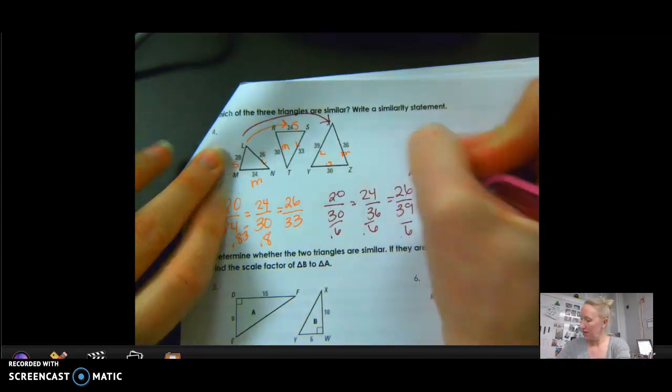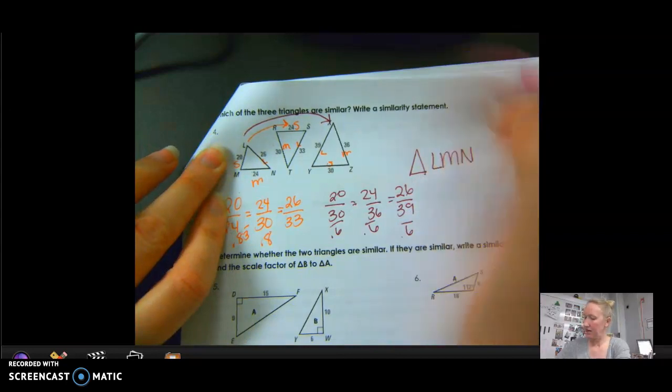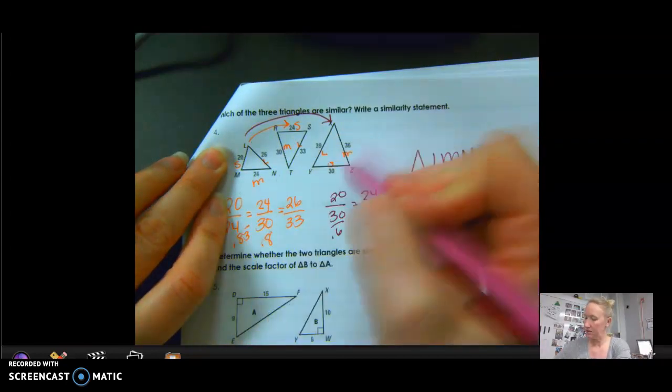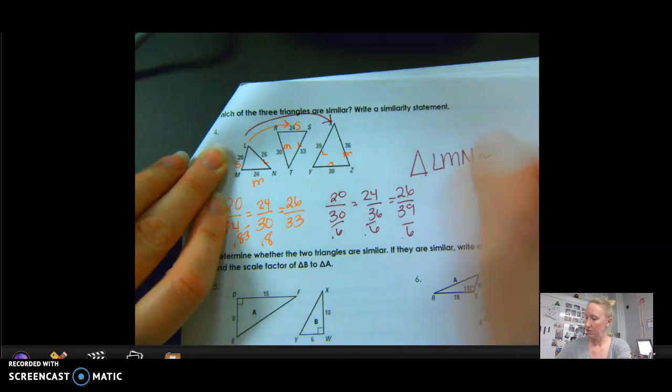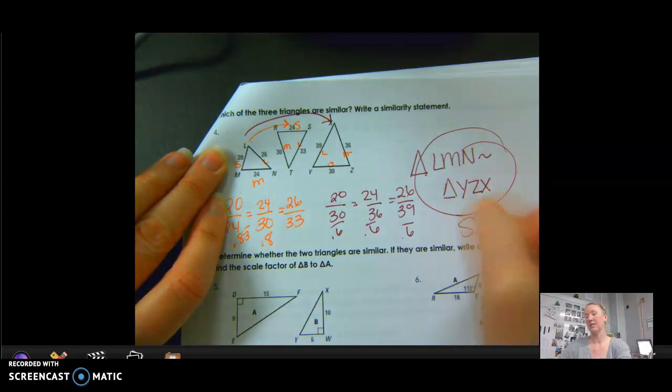So triangle LMN, okay, LMN goes small to medium. So I need to go small to medium here. Is similar to triangle YZX. And that again is by side, side, side.